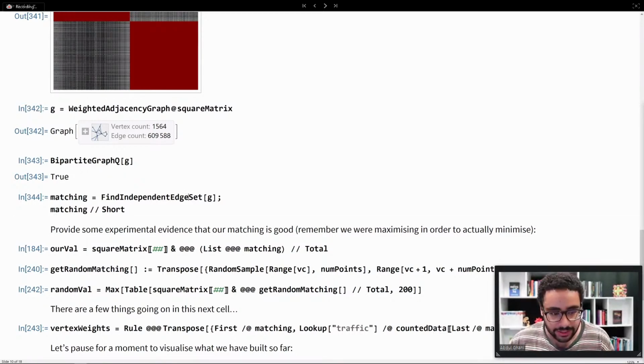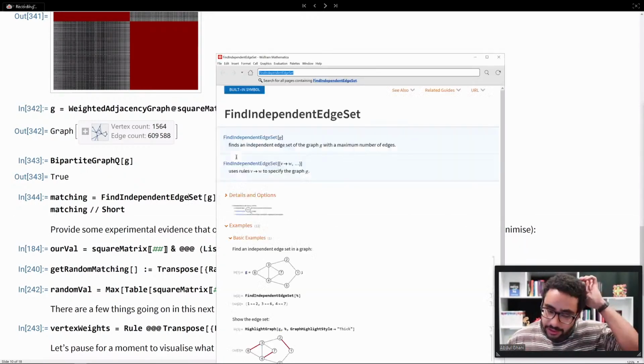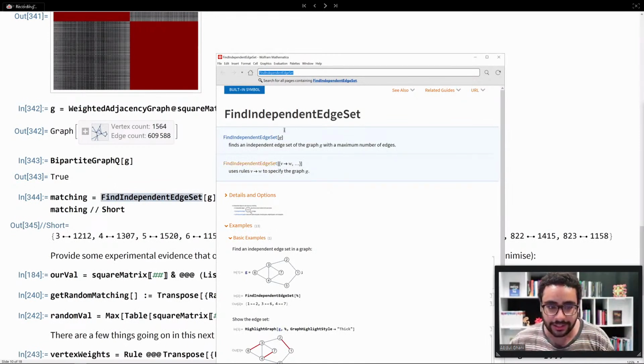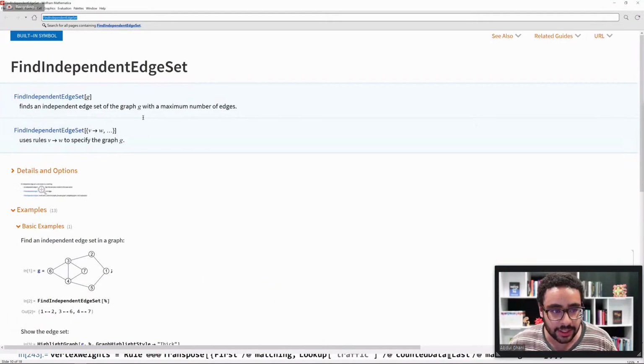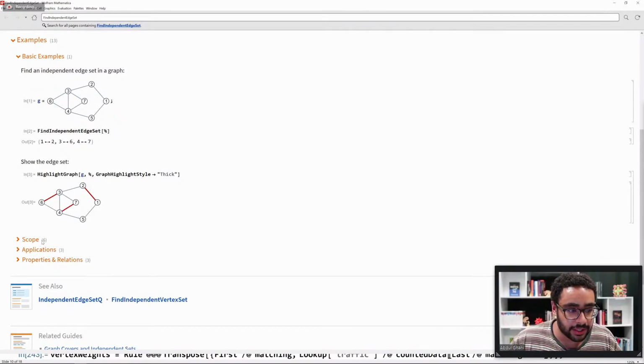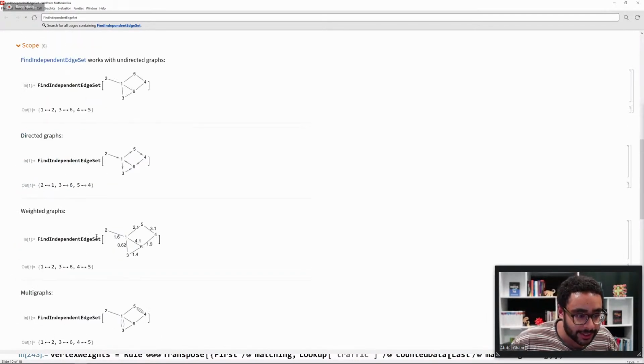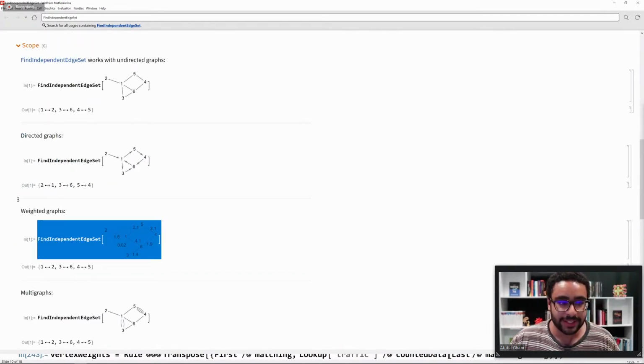One quick thing: how do we know that find independent edge set gives us a maximum matching? To be honest, maybe I was blind, but from the documentation it wasn't completely clear. It says it gives you one with a maximum number of edges. And then in the scope section, it says that it works for weighted graphs. But it still wasn't completely clear to me if it was optimal.